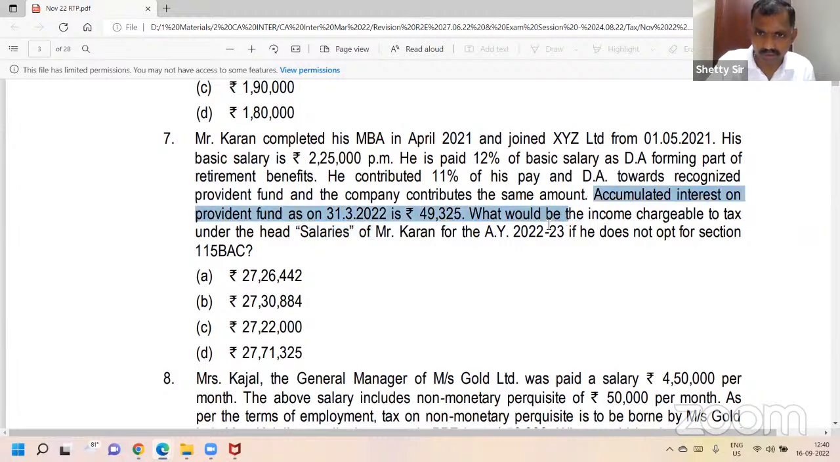Read this one. Accumulated interest on Provident Fund as on 31st March 22 is 49,325. Below that, total interest earned towards employee's contribution. 49,325 divided by 2, that is the interest on employer and employee both contribution. 49,325 divided by 2 is 24,662 or 663. Therefore, taxable interest is 24,662 divided by 3,04,920. I hope these figures are with you, into 54,920.